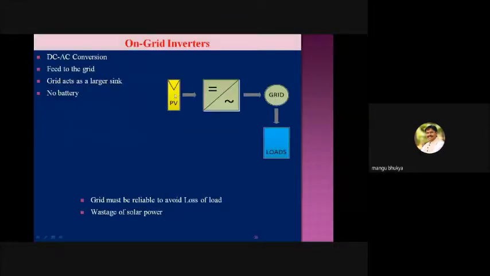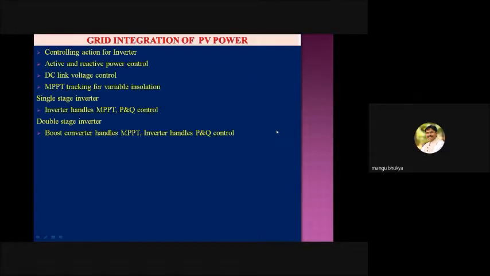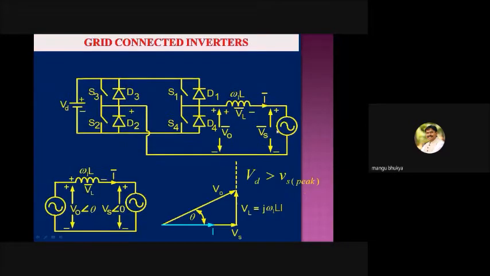In a grid connected system, PV is DC and the grid is AC. So we require an interface circuit which converts DC power to AC power. Everywhere we require an interface circuit.